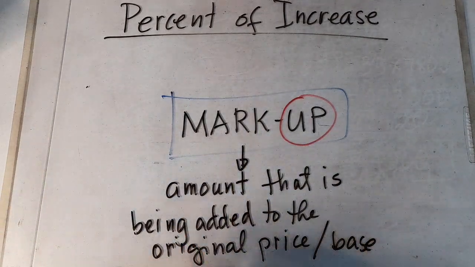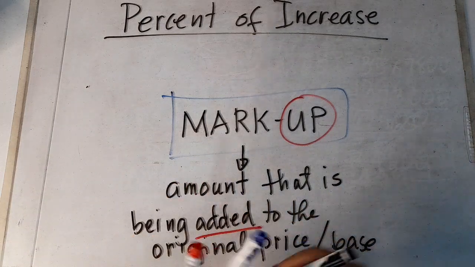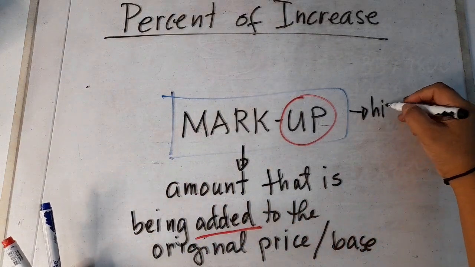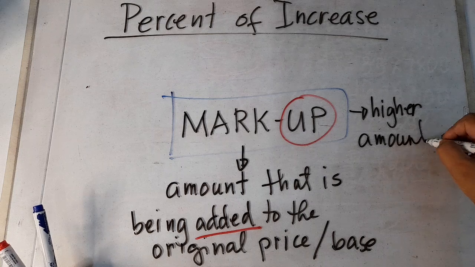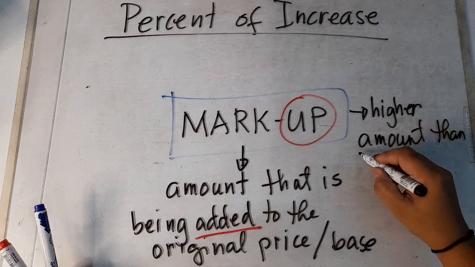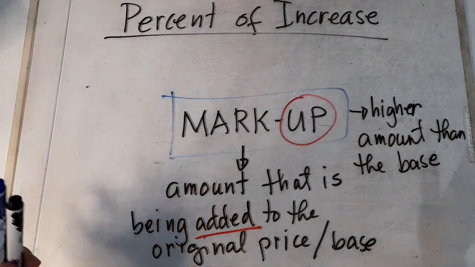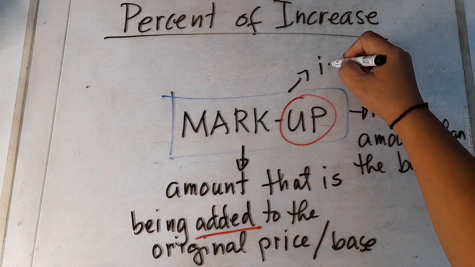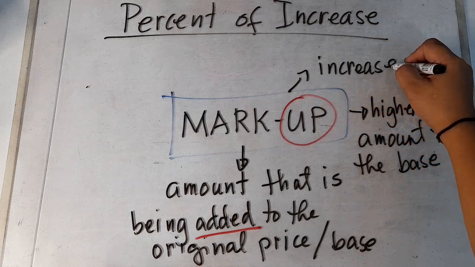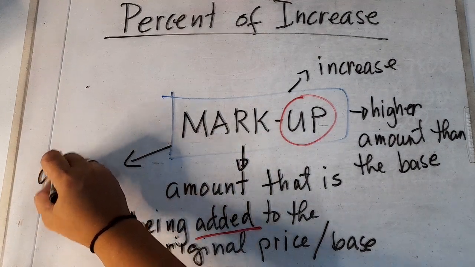At ibig sabihin, dahil merong ina-add sa original price, you have a higher amount than the original price that is involved. Okay? So, you have a higher amount. Higher than the base. Okay? Ano pa? Ano-ano yung mga clue words? Pwede din naman na gumamit ng salitang increase. Okay? Kasi nga tumaas. Merong up. Nag-increase. Pwede din naman there is an additional amount.